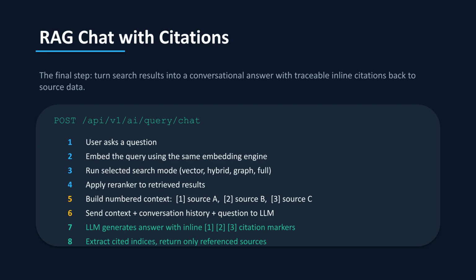The final step is RAG chat with citations. This turns search results into a conversational answer with traceable inline citations. The process involves embedding the user's query, running the selected search mode, applying a re-ranker, building a numbered context, and finally, generating an LLM answer with citation markers.